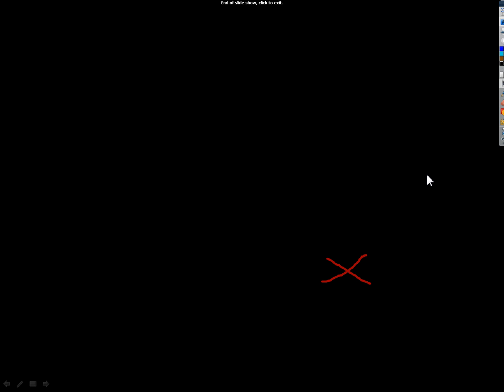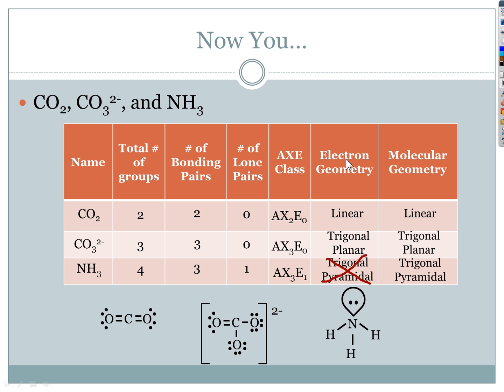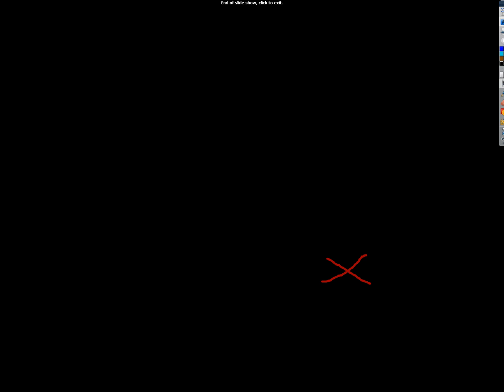Now, your homework for the night, because I would like you to do a little bit of homework for me. Could you please write down on a slip of paper, filling in essentially the box here, the name, the total number of groups, the number of bonding pairs, the number of lone pairs, the AXE class, the electron geometry, and the molecular geometry for carbon tetrachloride, or CCl4. So carbon tetrachloride, CCl4, I would like you to fill in that table. Do this on a slip of paper, and I'm going to ask for it tomorrow during class.